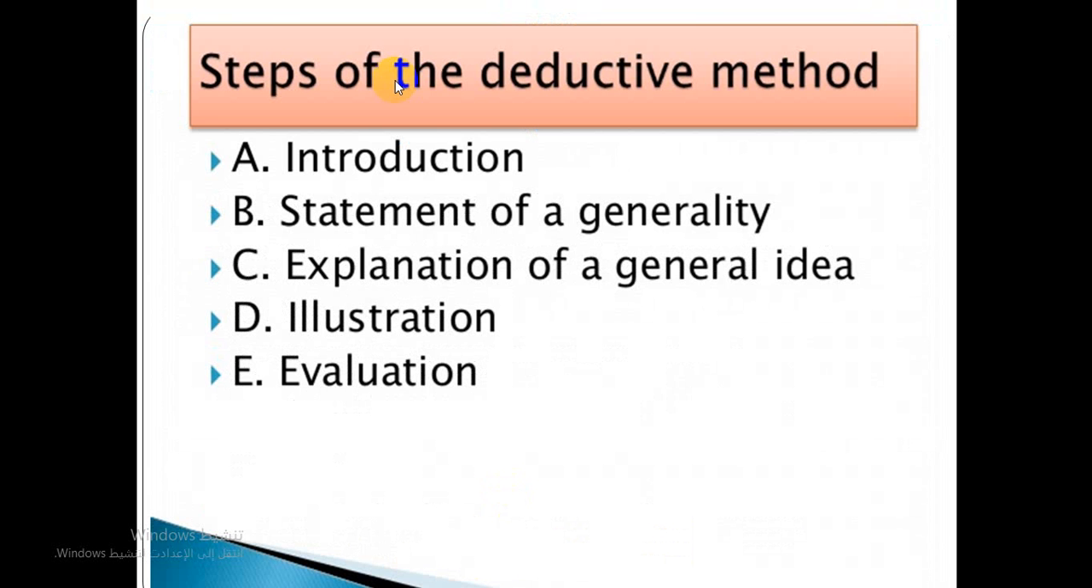What are the steps of the deductive method? We have five steps of the deductive method, which are an introduction, statement of a generality, explanation of a general idea, illustration, and the law, and finally evaluation. Let's illustrate the steps of the deductive method.